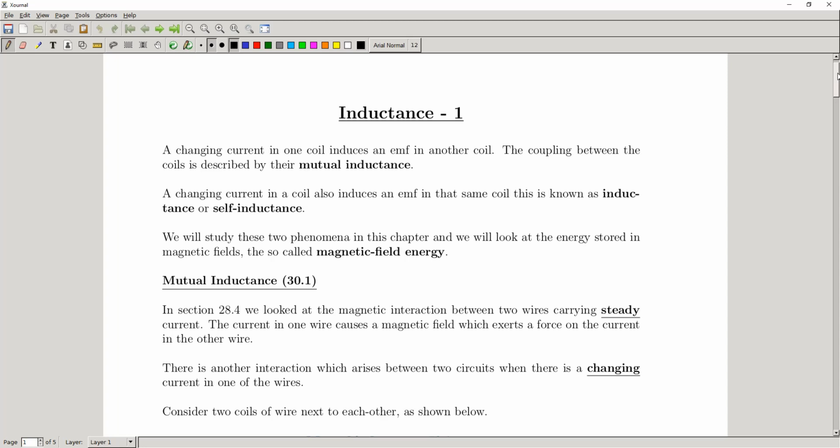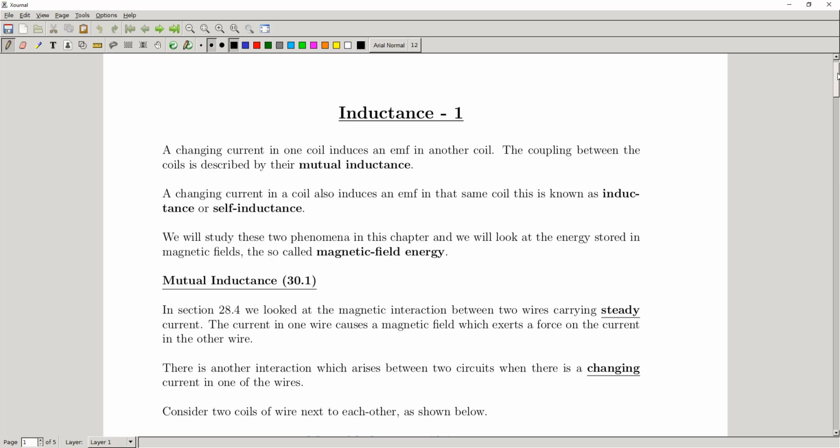Right now we're going to be dealing with two coils. We're going to see that the change in current in one coil induces an EMF in another coil, and that the coupling between the two coils is described by their mutual inductance. Okay, so we're going to talk about mutual inductance. This is the topic of this video. This is one of the topics we're going to be discussing in the chapter.